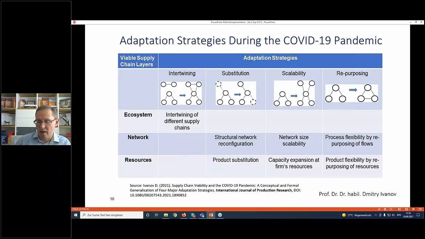And finally, repurposing, right? This is something we have all seen, where car manufacturers repurposed their production and started producing face shields or ventilators, and also other firms which were specialized in expensive perfumes started producing hand sanitizers. And this is what we relate to process flexibility at the network level and product flexibility at the level of resources.